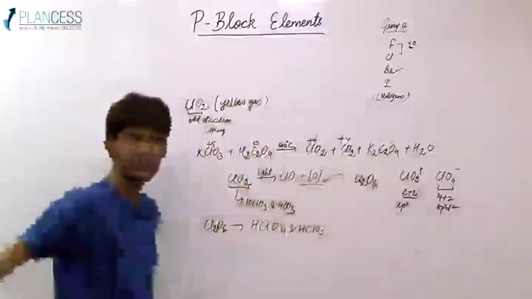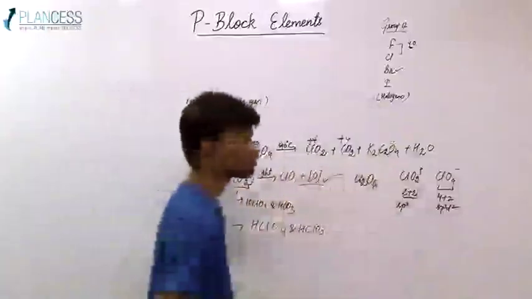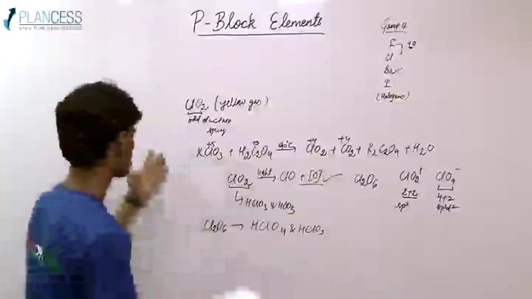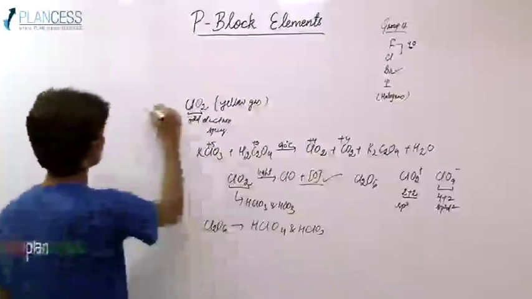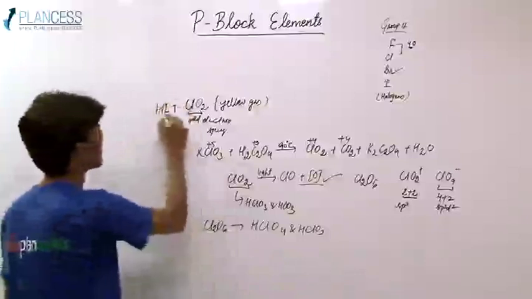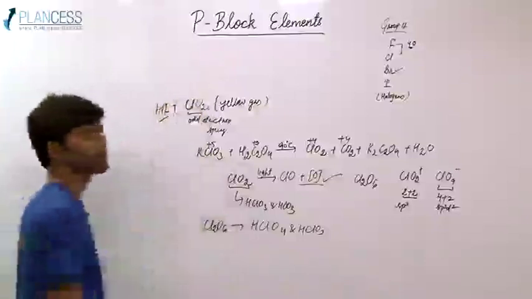It can act as an oxidizing agent. It has a bleaching action also. So if you are given, let's say, HI reacting with ClO2, HI will easily get oxidized and ClO2 will get reduced.